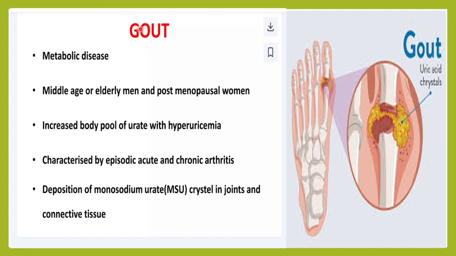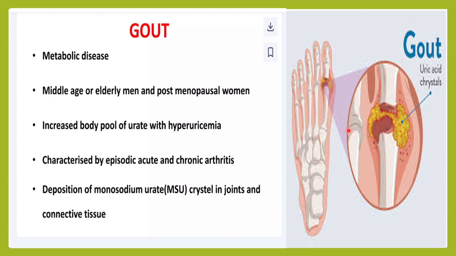So what is uric acid? It is the end product of purine metabolism. So this gout is a metabolic disease. Usually it is seen in elderly men and postmenopausal women, because in postmenopausal women estrogen is less and the effect of estrogen to lower the uric acid is less, and hence postmenopausal women and middle age or elderly men are more common to develop this gout.